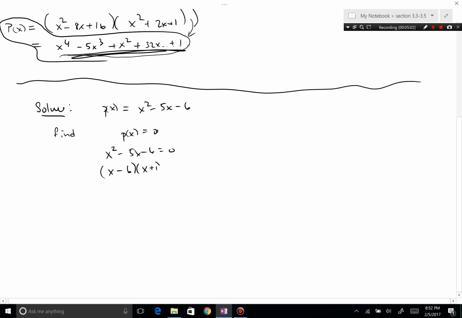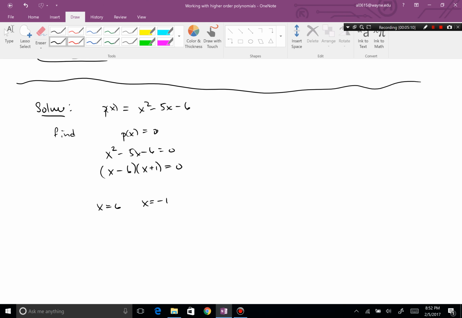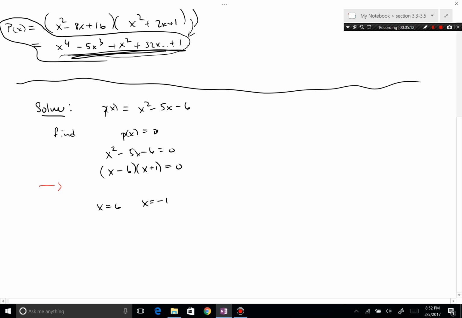Okay, and I want you to pay attention to some details. Normally we'll just go from here to the next step, which is x equals 6 and x equals negative 1. There's a step here that we skipped, though. That goes right here. Do you guys know what it is? It's setting each piece equal to 0. This is a big key here.